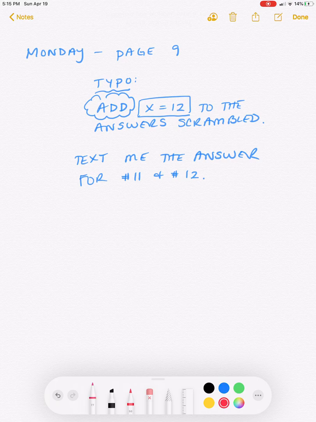Now, this is important. Tuesday's homework is going to be page 10. And I want you to save page 10 until Tuesday. And here's my reasoning why. I don't want you doing it.